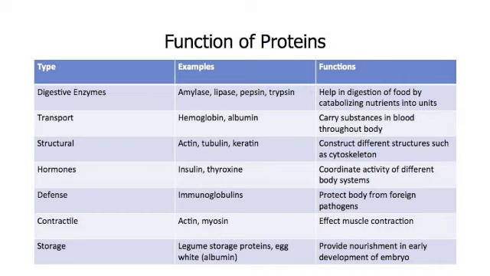And this next slide has a table that illustrates some of the functions of proteins. So we see we've got three columns. We've got the type of protein, an example of the protein, and then the function of the protein. So for instance, digestive enzymes, some examples of a digestive enzyme would be amylase, lipase, pepsin, trypsin, and they help to digest food in the body by catabolizing nutrients into units. So take a few minutes and go through this table on your own time.